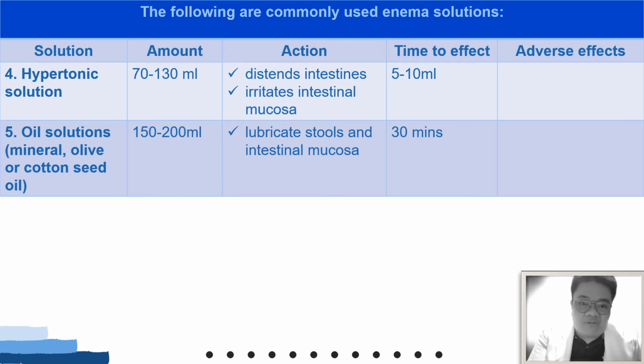Okay, if the child would have constipation, your hypertonic solution, one example of that is your fleet enema. If you can notice, the amount is minimal, but then the effect would be the same. Okay, the effect would be the same for that matter.